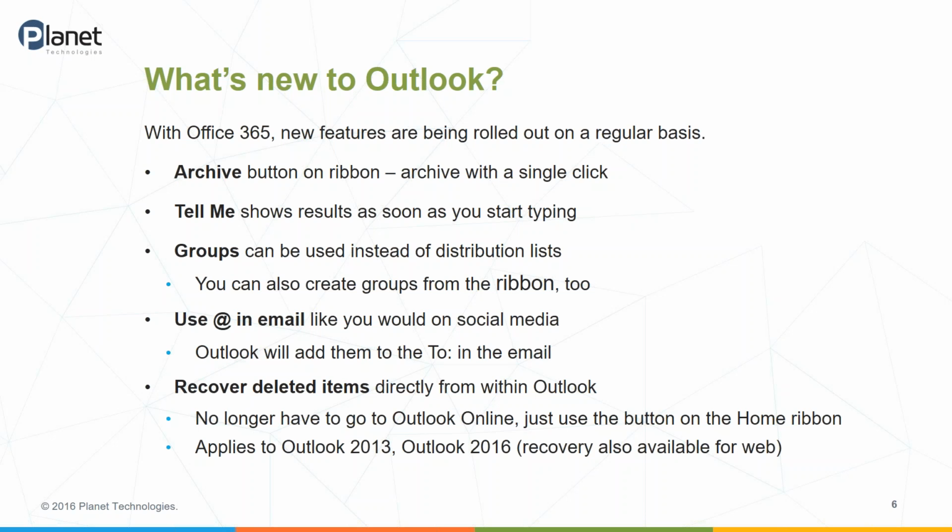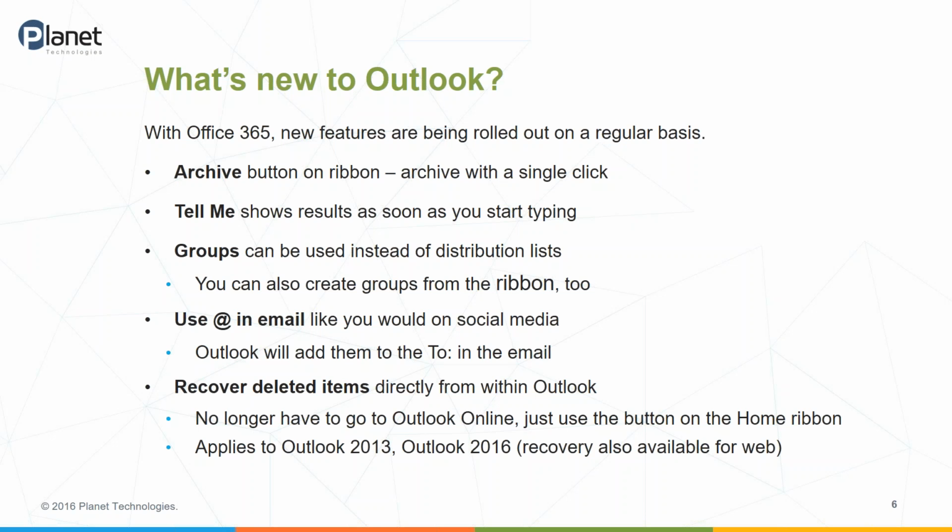One new feature that rolled out in July, August is using the @ in an email, very similar to how you would in social media. So if you're typing an email to somebody and you want to make sure that you draw their attention, you would just use that @ symbol, type in their email, and then Outlook is going to automatically add them to the To line for that email.